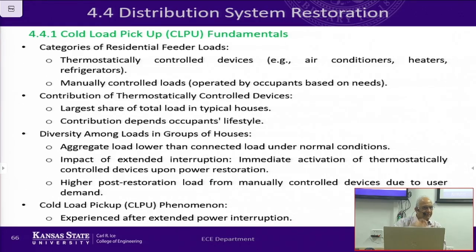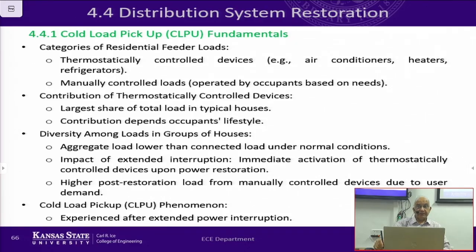But when the power is restored, all the air conditioners want to run at the same time. So what happens in that process is that the load on the grid, the feeder, will go beyond its capacity. And also the transformer will become overloaded because you're looking at a much higher load for a short duration. So this is what we call a cold load pickup situation.